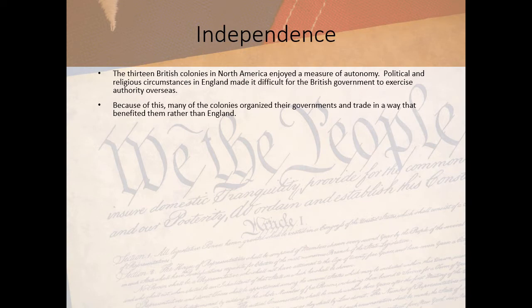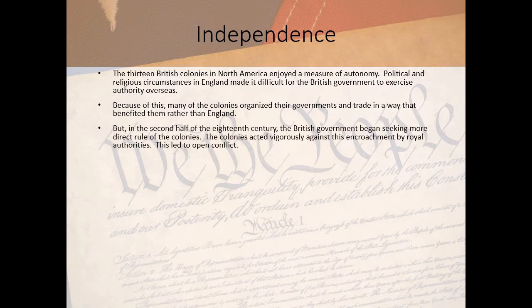Because of this, many of the colonies organized their governments and trade in a way that benefited them rather than England, which makes sense. Without English control to make sure that didn't happen, they're obviously going to work things out for their own benefit. So once again, Great Britain is going to be looking later on and thinking we can do better than this. But in the second half of the 18th century, the British government began seeking more direct rule of the colonies. The colonies acted vigorously against the encroachment by royal authorities. This led to open conflict.